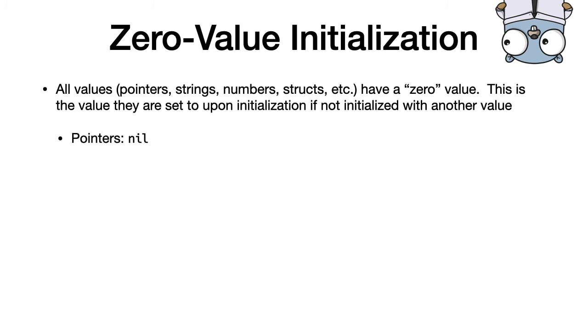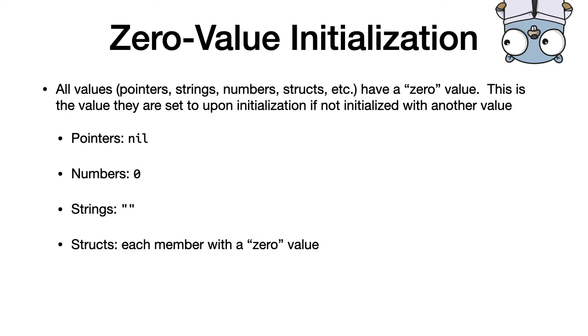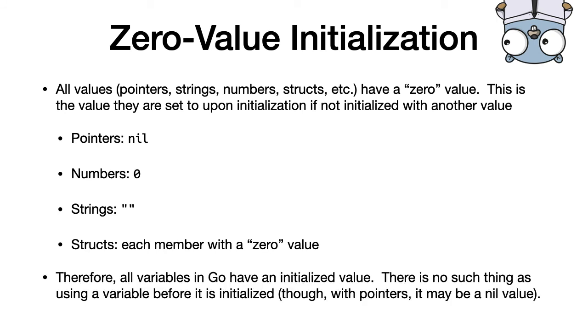So for example, pointers will be set to nil, numbers will be set to 0, strings will be set to the empty string, and structs will simply create each member with whatever its zero value is. So in Go, all the variables have some sort of initialized value. There's no such thing as accidentally using a variable before it's initialized, because it never is uninitialized. Now with pointers, you will have a state where it's nil, but that's still an understandable value. You'll never use it in such a way that there won't be a value. It'll always be set.